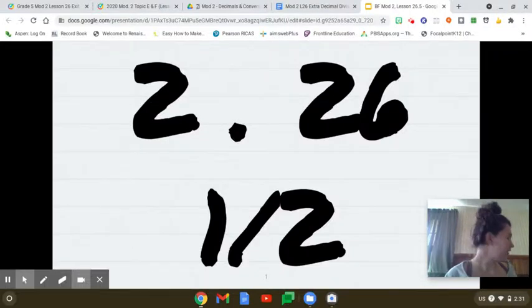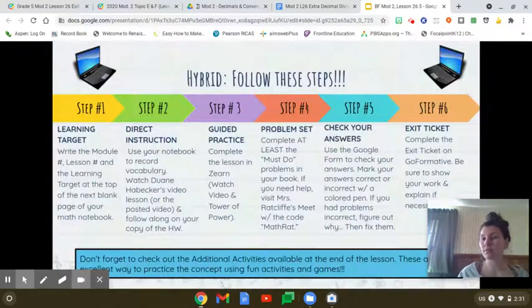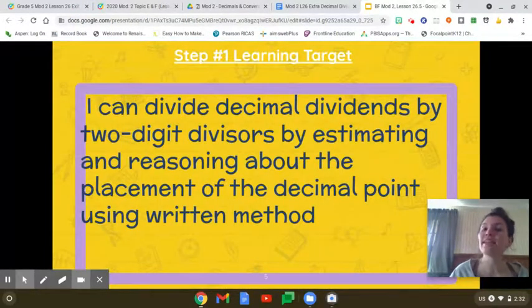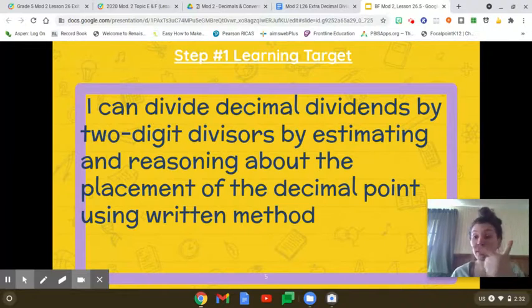Hi, fifth graders. Today we are going to be doing Module 2, Lesson 26 and a half. This lesson is all about dividing decimal dividends, so dividing decimals with 2 by 2 digits that are whole numbers, using estimation, reasoning about where the place values, so where the decimal point goes, and using the written method. So you are going to need to estimate using long division and really think about how moving the decimal point changes not the value, but how we think about the number.